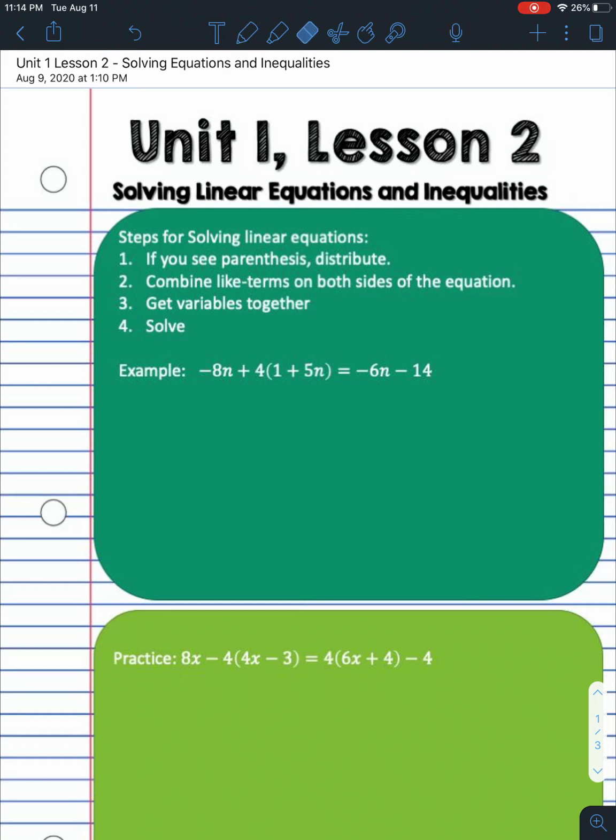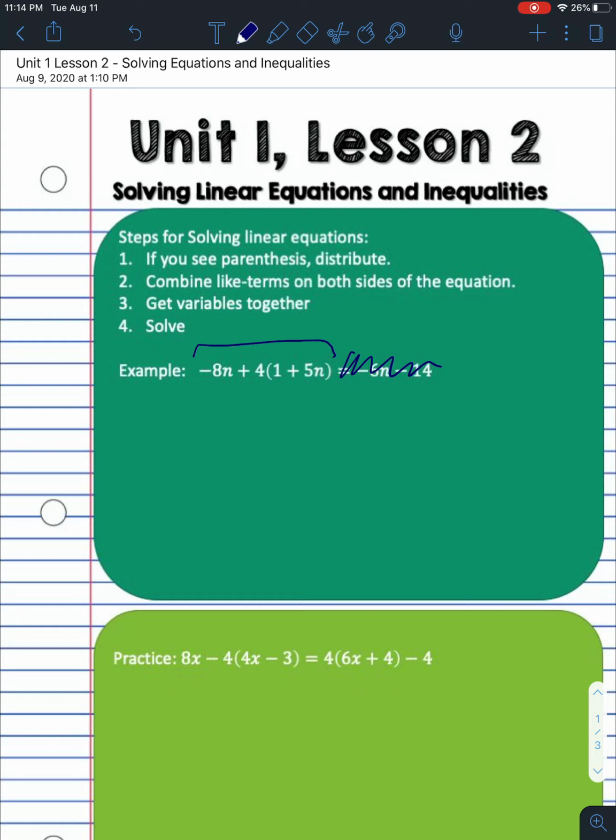So let's see what we can do here. We have some steps written out here. Our steps say if you see parentheses, then you need to distribute. Then we're going to combine like terms on both sides of the equation. Then you want to get your variables together, and then you want to solve. So let's work through this problem. The first thing we want to do is look at each side of the equation, okay? First, I'm going to pretend the rest of this isn't here, and I'm just going to focus on this side of the equation, okay?